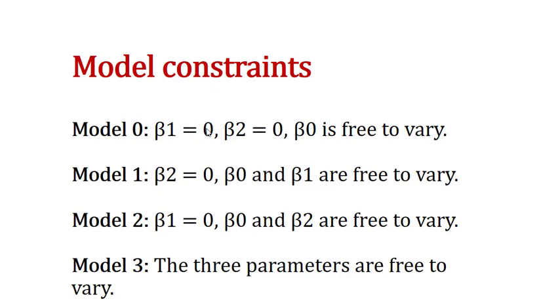Model 0, beta 1 is 0 and beta 2 is 0, so it's fixed. So we don't have to estimate the values of beta 1 and beta 2 because they are fixed to 0. So beta 0 is the only parameter that is left free to vary. In model 1, beta 2 is fixed to 0, and beta 0 and beta 1 are free to vary. Model 2, beta 1 is fixed to 0, and beta 0 and beta 2 are free to vary. And in model 3, the three parameters are free to vary.